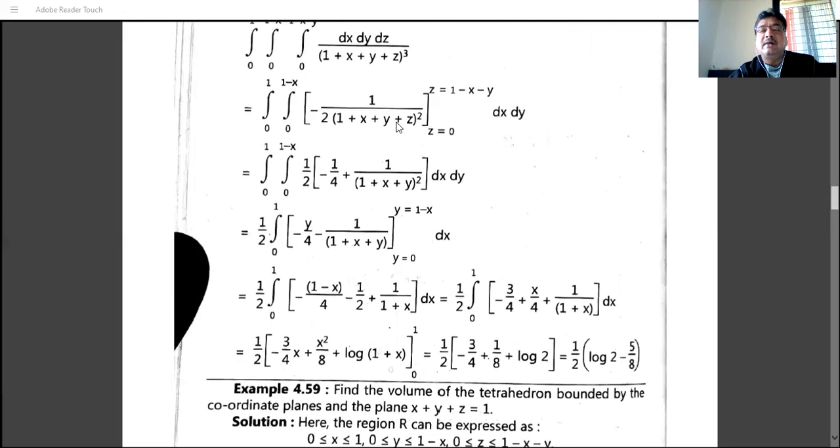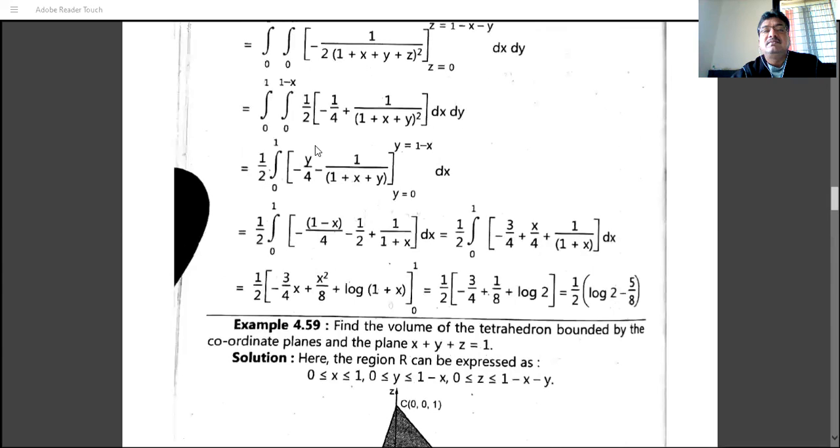And then the value at the upper limit minus the value at the lower limit. Substitute z as this, we have the answer, 1 minus 1 by 4, and z as 0, we have this answer. Upper limit value, lower limit value. And then this minus 1/2, take this common. And then we have the answer, now the integration with respect to y. So minus 1 by 4 is constant, so its integration with respect to y is minus 1 by 4 y.